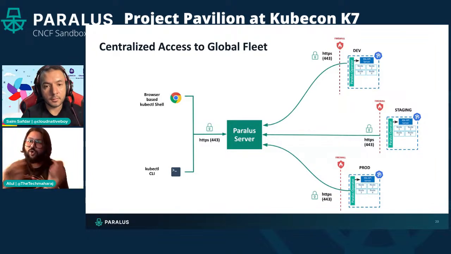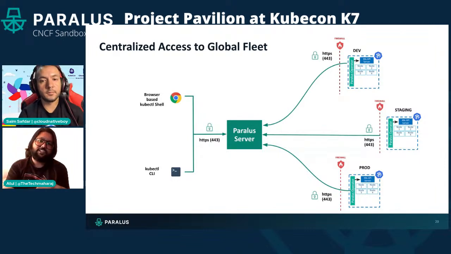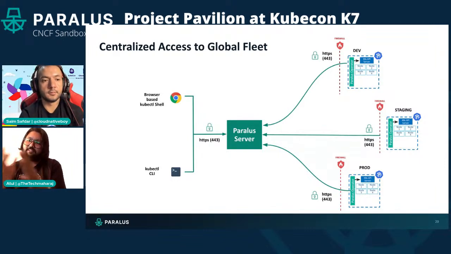All you have to do is just configure Parallels with, let's say, an IDP that you're using, create a project, create the permissions, and that's what it is. And that's the ease that Parallels brings to the table, especially when you're dealing with a lot of multiple clusters that are scattered at different places. Thus making access management a lot easier.